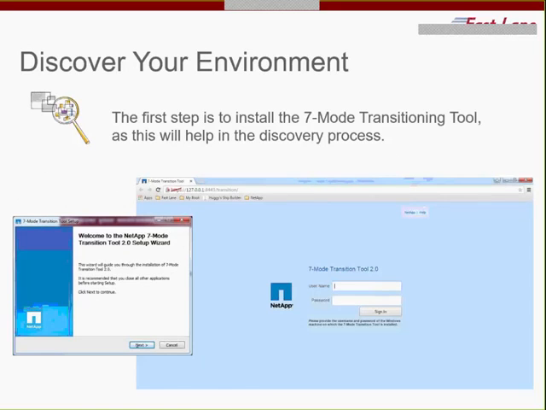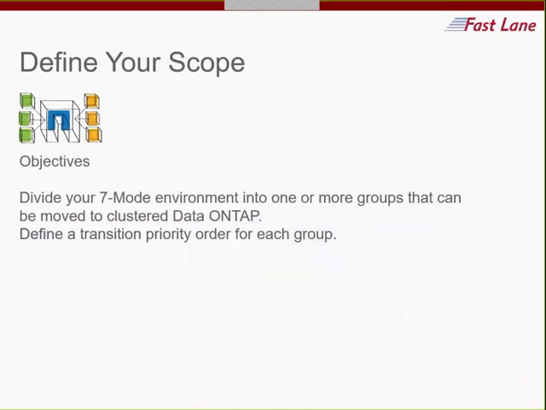So then we need to define the actual scope of the project. We need to divide your 7-Mode environment into one or more groups that can be moved to clustered ONTAP, and define a transition priority order for each group. For example, you may have Exchange, you may have SQL, you may have SharePoint. So what you'd look to do is gather all together your Exchange environment and put that as one group.